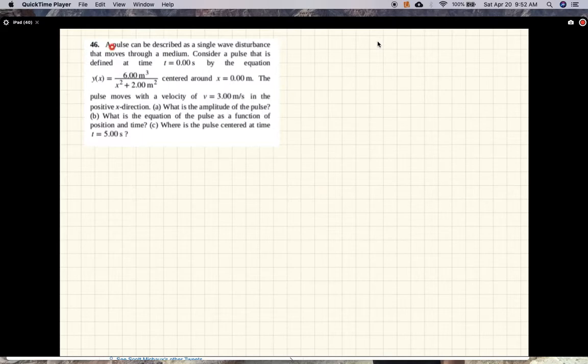Alright, so this problem says a pulse can be described as a single wave disturbance that moves through a medium. Consider a pulse that is defined at time t equal to 0 seconds by the equation 6 meters divided by x squared plus 2, centered around x equal to 0 meters. This pulse moves with velocity of 3 meters per second in the positive x direction.